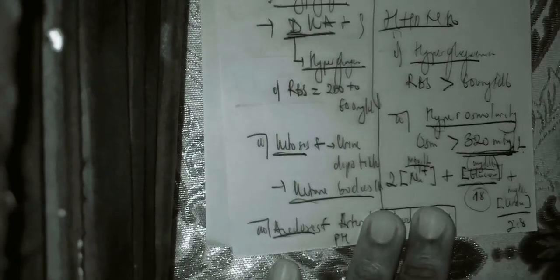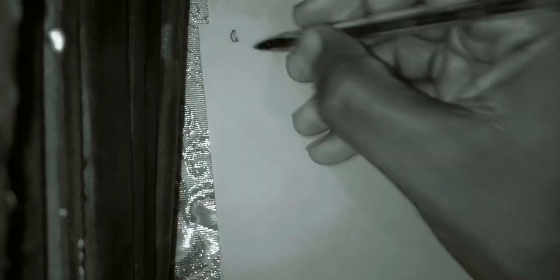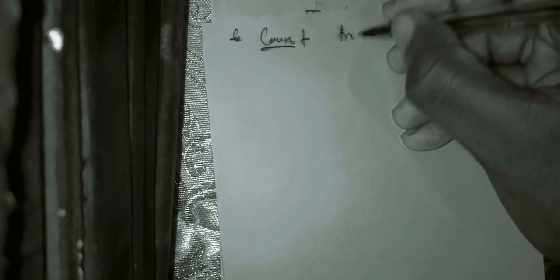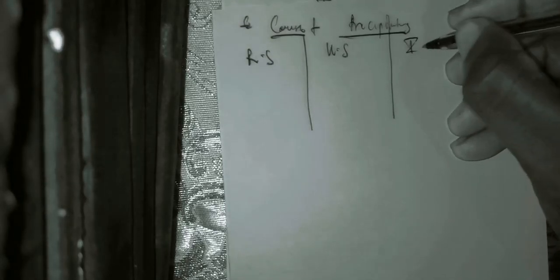Now, the next thing is to investigate for the cause. The cause of the hyperglycemic crisis is actually the precipitating factor. We have already said the precipitating factor can involve four different systems: the respiratory system, the urinary system, the integumentary system, and the gastrointestinal system. So you start with the respiratory system.